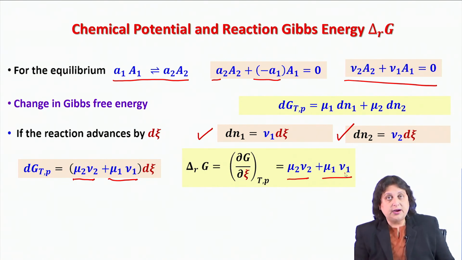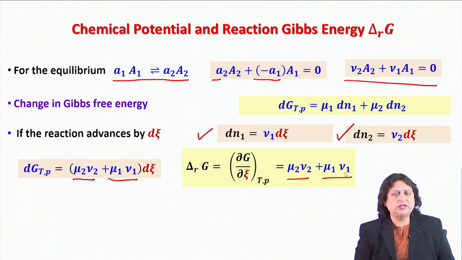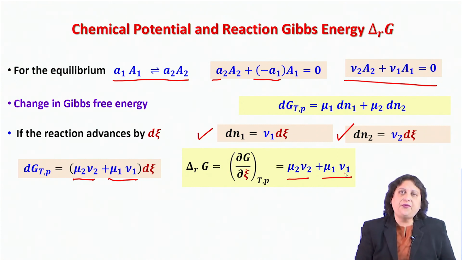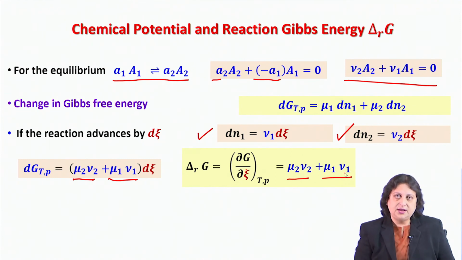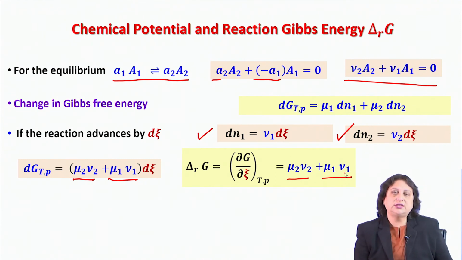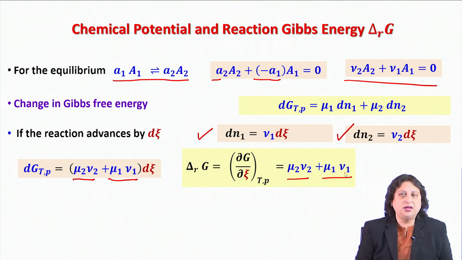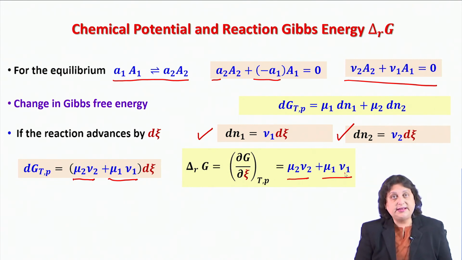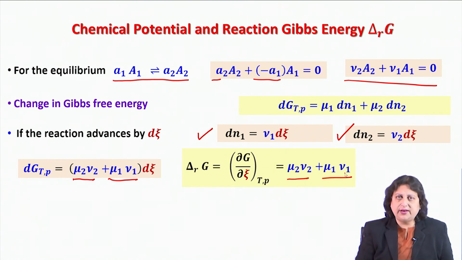Now, you might be a little confused here, saying that initially I was talking about the reaction Gibbs energy as a difference in the chemical potential of the products and reactants multiplied by the coefficients in their balanced chemical equation. But here I am writing the right hand side of this equation as a summation. So is there a conflict? The answer is actually no.